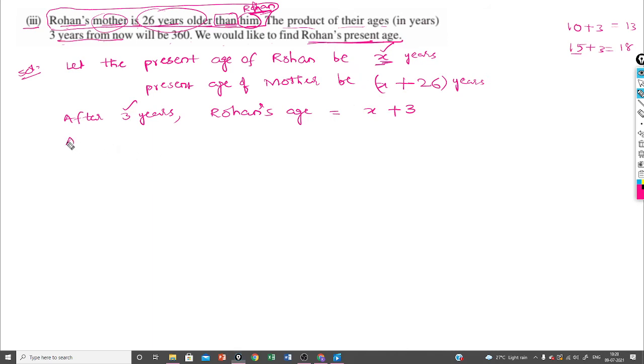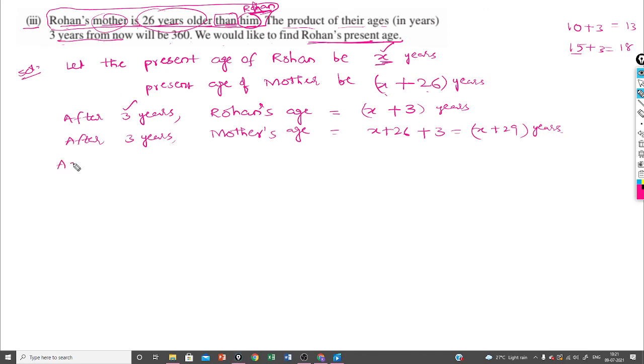Same way, after 3 years, mother's age, present is X plus 26. After 3 years, for this present age we have to add 3. So this will be X plus 29. So Rohan's age is X plus 3 years and mother's age is X plus 29 years.